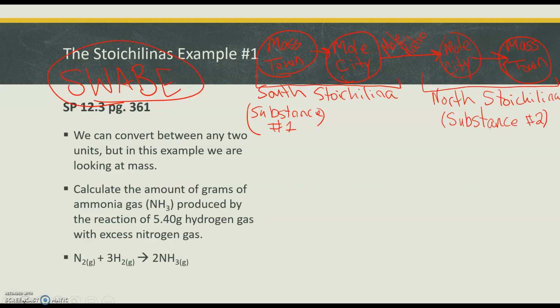It is critical to start with a balanced equation here because our mole ratio comes from our coefficients. Looking at our coefficients, we have 1, 3, 2. These coefficients make up our mole ratio. Our mole ratio will be 1 to 3 to 2. The next thing we need to do is identify what we're looking for. We are looking for grams of ammonia gas.